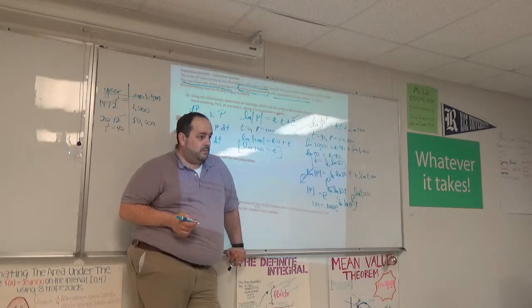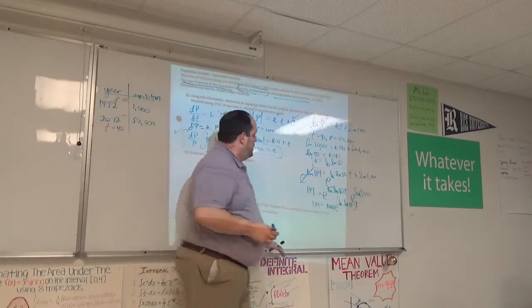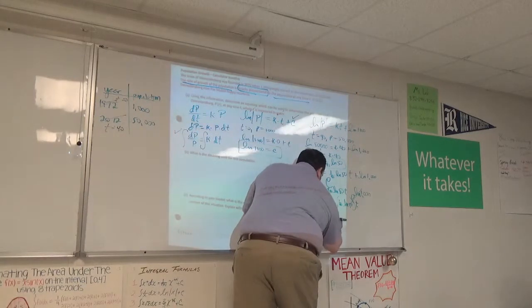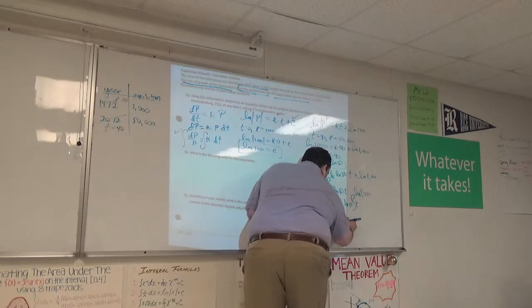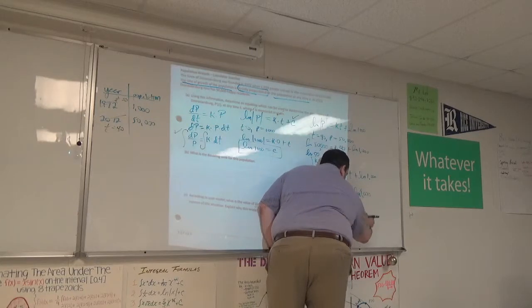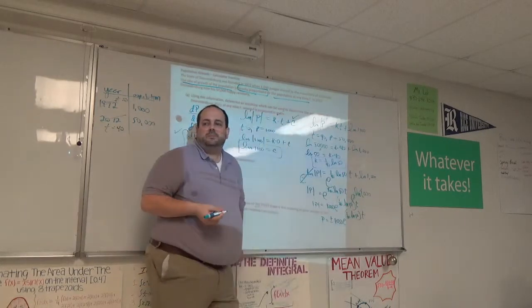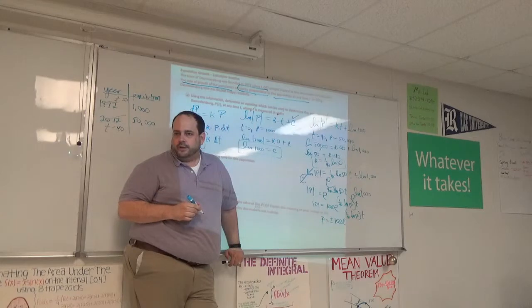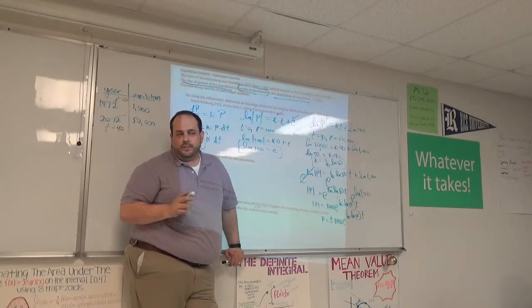Last thing to do. I'll take out the absolute value there. We're going to say that p is either plus or minus 1,000 e to the 1 over 40 natural log of 50 times t, but we're really smart, we're really clever, we know exactly which one to go with. The positive or the negative?